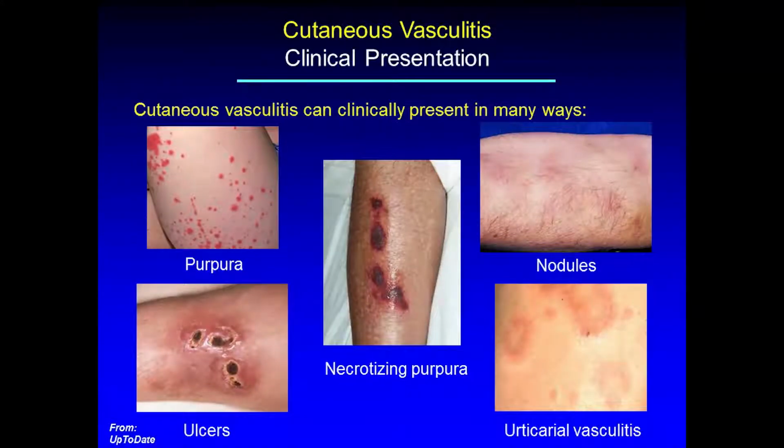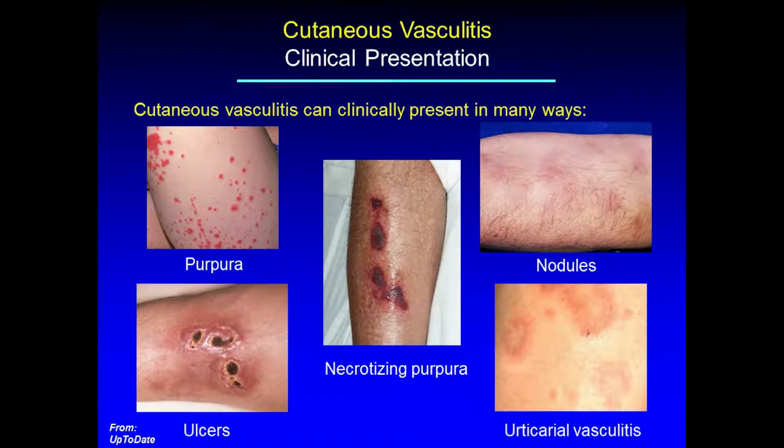Although we do think of purpura in terms of cutaneous vasculitis, as this audience is certainly very familiar with, cutaneous vasculitis can clinically present in a number of different ways. We can see necrotizing purpura, frank ulceration, we can see nodular lesions, urticarial vasculitis, just to name a few.